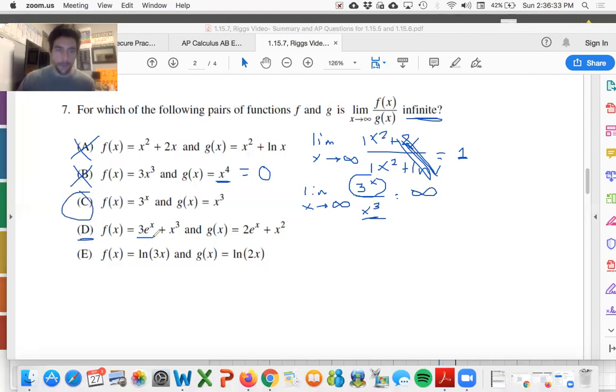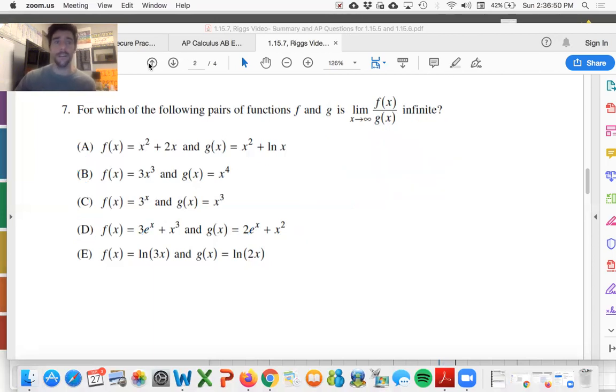For this limit, if I compare just 3e to the x and 2e to the x, the e to the x essentially cancel because they have the same exponential term. That limit would go to 3 over 2. And then this one, I had to actually test myself, but this limit goes to 1, and I don't totally know why. I will show you because it is fascinating.